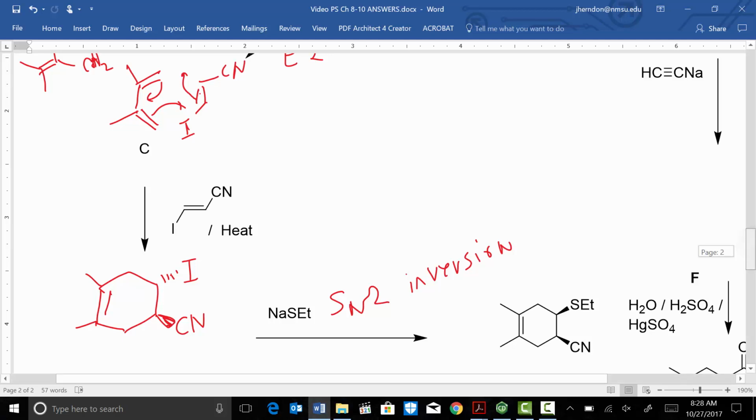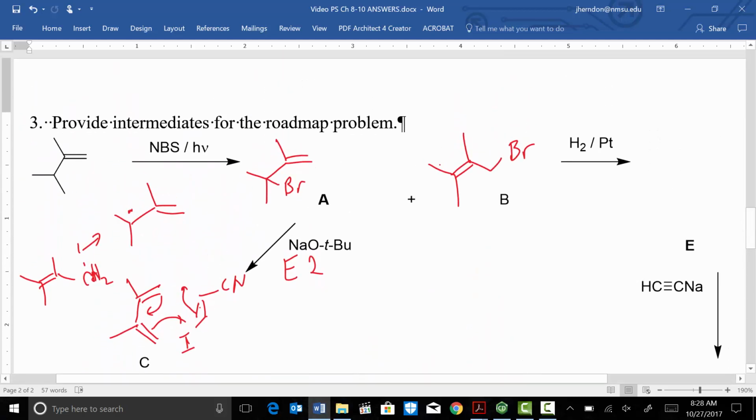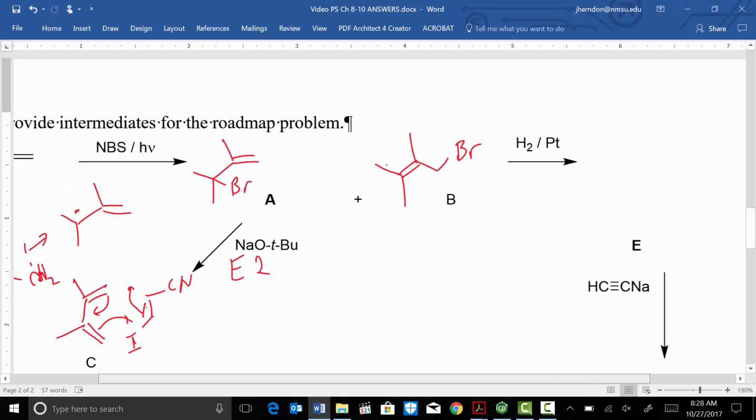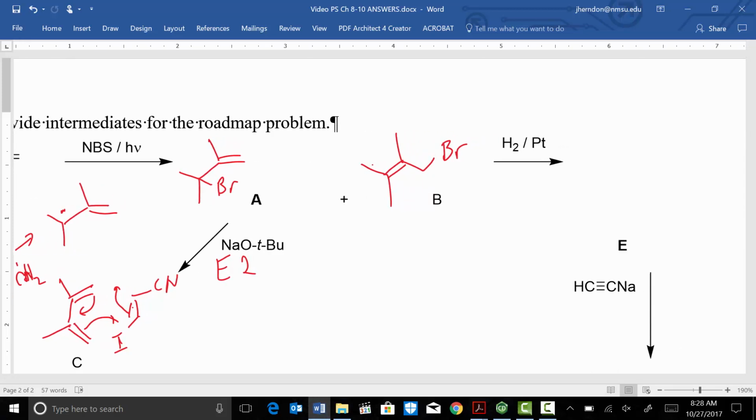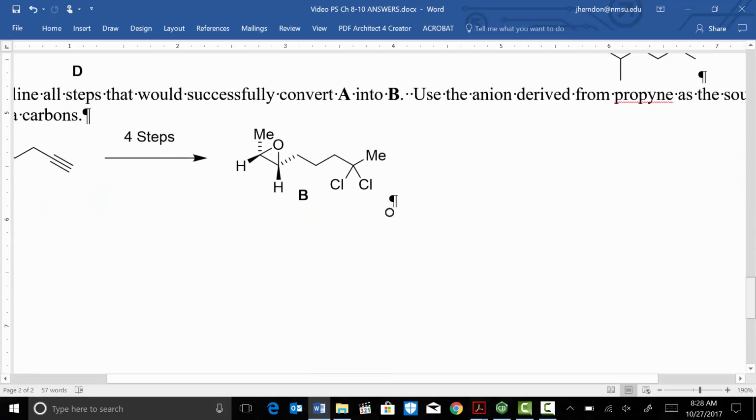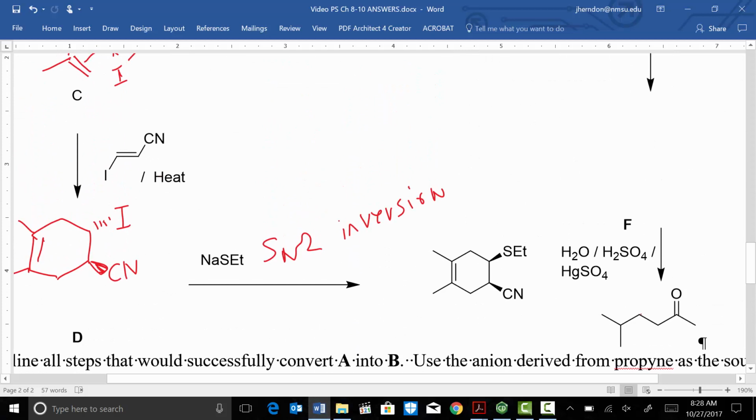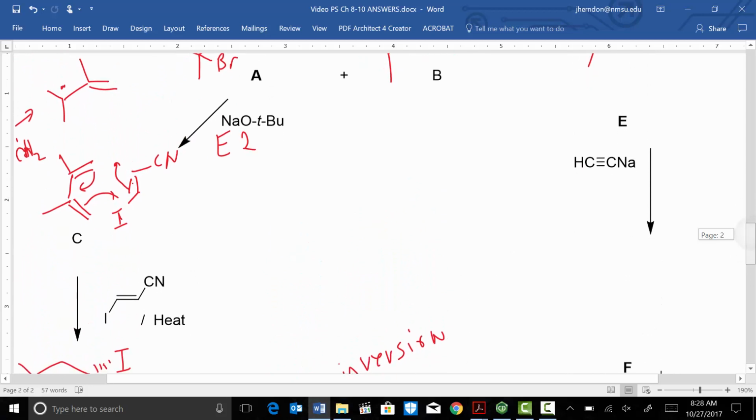Okay, so let's look up here. Up here we now have the primary halide. We're also, in this case, hydrogenating it, and this is going to, in theory, make this compound right here. Okay, I think I left a methyl group out of the product. Yeah, sorry, the product should have an extra methyl. I'll fix that on the answer key.